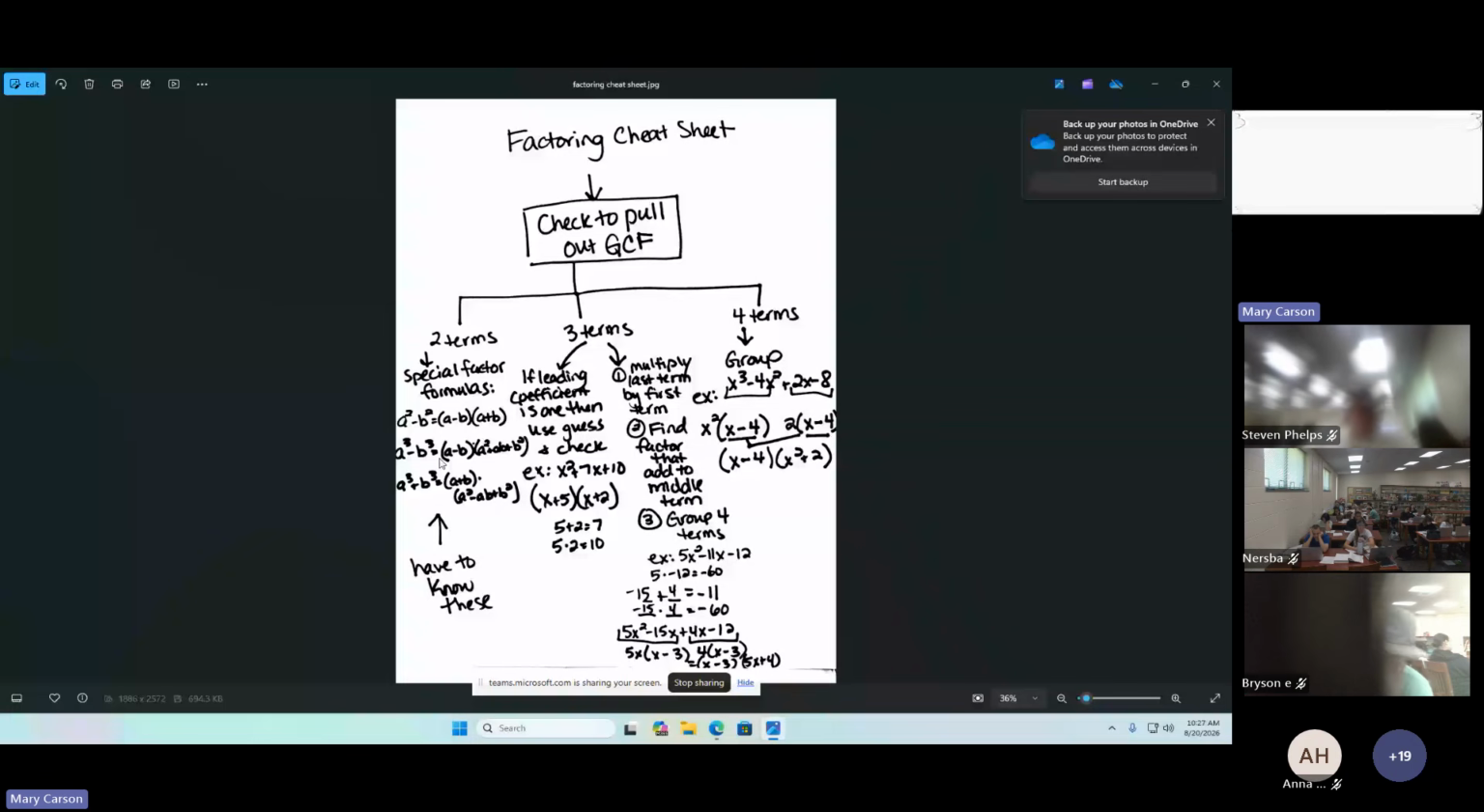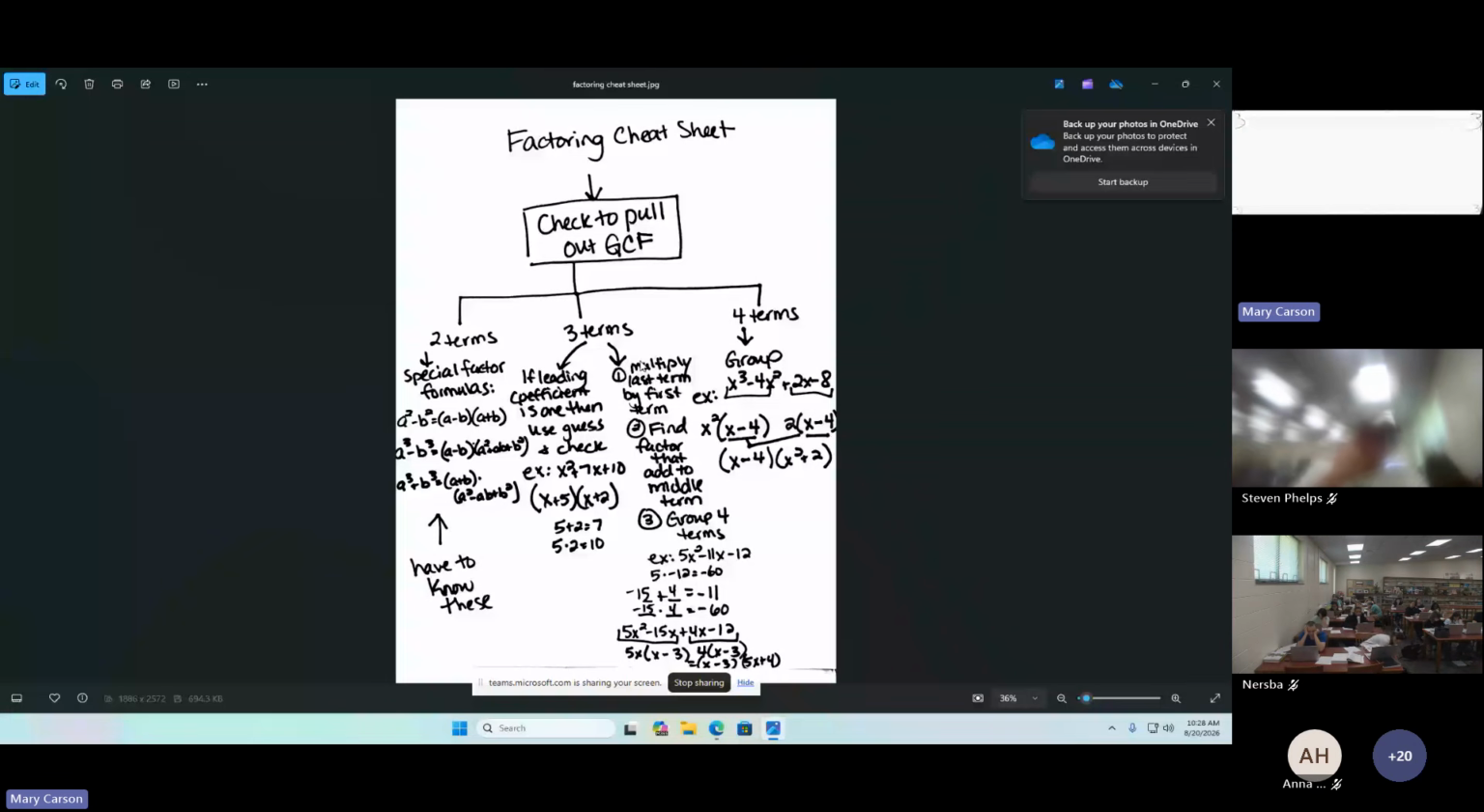Then you look for 3 terms. If you have a leading coefficient that is 1, you can use the guess and check method. Again, I'm going to do some examples of all of these in just a minute. I just wanted to show you the cheat sheet first. If it's not a leading coefficient of 1, then you would multiply the last term by the first term and then factor, and you can do grouping or the reverse box method. And if it's 4 terms, you would do grouping, or you could do the reverse box, but anyway.